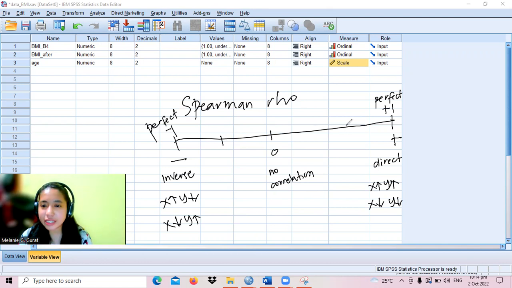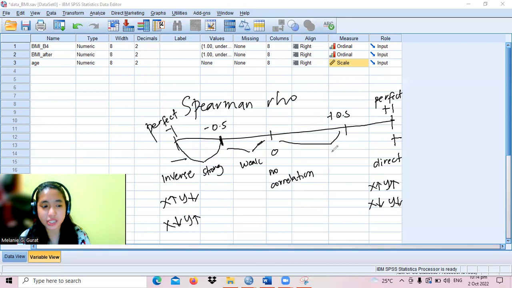So we can divide this by considering negative 0.5 and positive 0.5. We can say that between 0 and 0.5 is considered weak, and from 0.5 until before 1 is strong. Even if our result is negative, we have the same interpretation: weak and strong correlation.